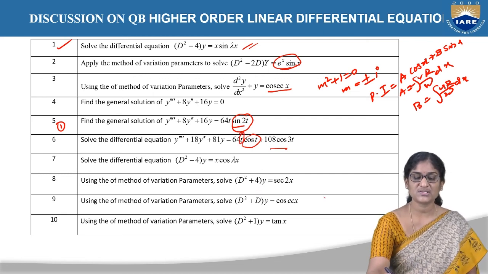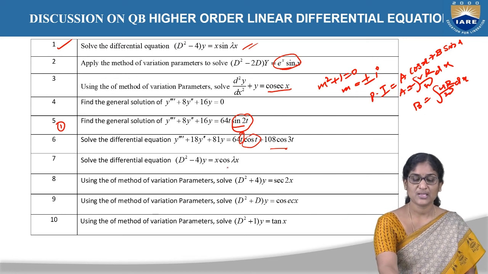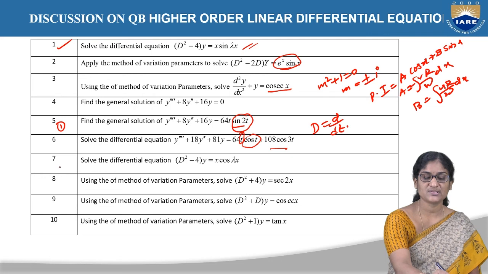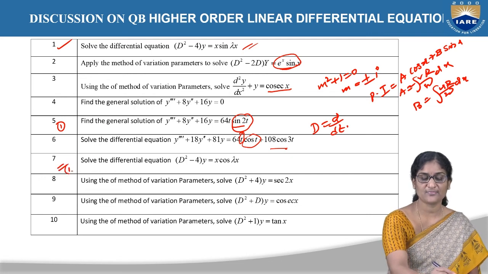Here the independent variable is t. In all the above questions we have used only x, but here the question is in terms of t. So dy by dt is the D value. Here the D value is nothing but d by dt. And going to the seventh question, it is similar to the first question.